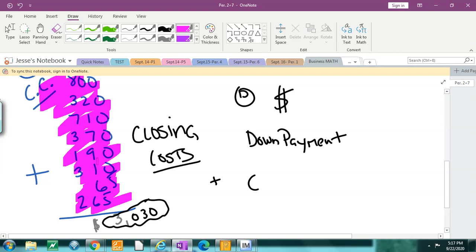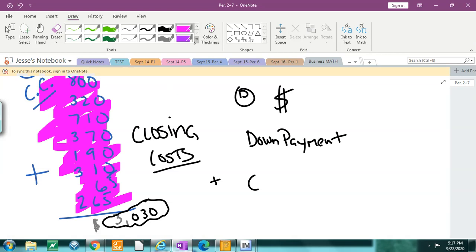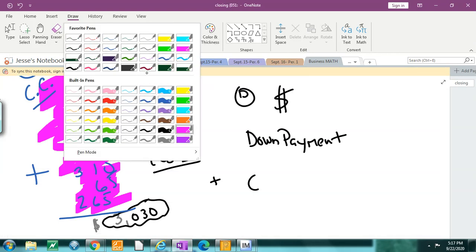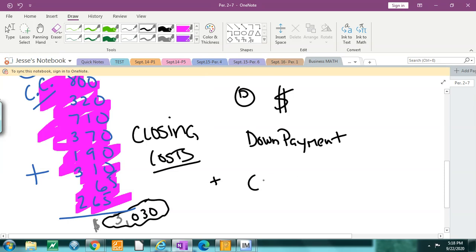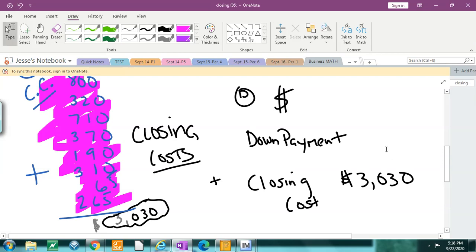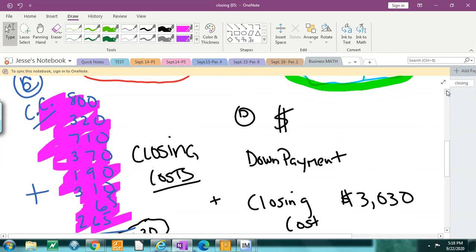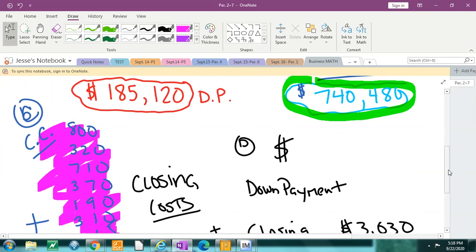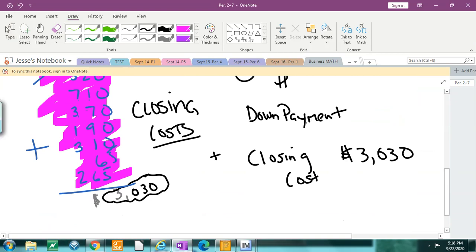Sometimes the lenders will say, you know what, we'll cover some of your closing costs. But for the most part, you got to assume that they don't. So just try to have that cash, right? So here's your closing costs, and that's 3,030, right? And then what's your down payment again? What did we say it was? We said it was 185,120.